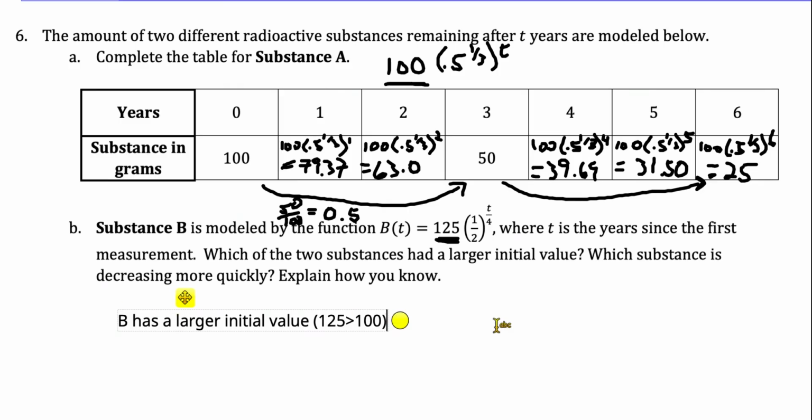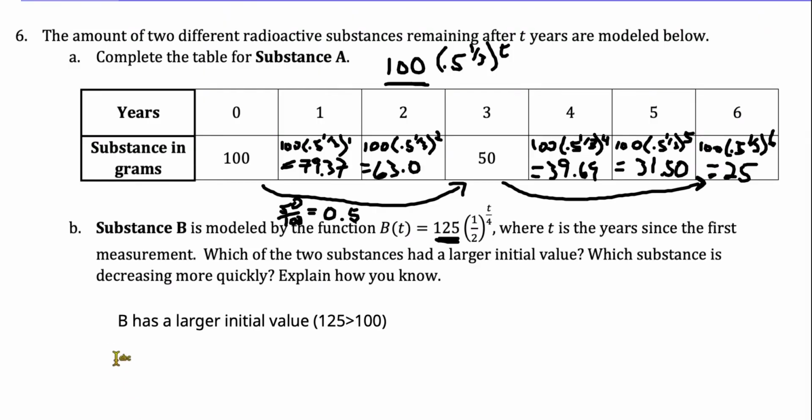Now, for the second question, which substance is decreasing more quickly? Well, for this first one, we determined that its half-life was every 3 years. And for this one, by looking at the function, I can see that its half-life is every 4 years. So we are decreasing more quickly if it is cut in half in a shorter amount of time. That means substance A is decreasing more quickly.